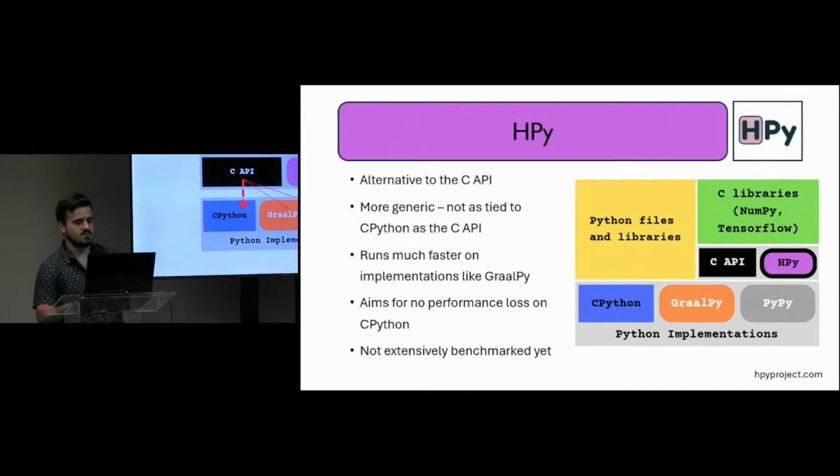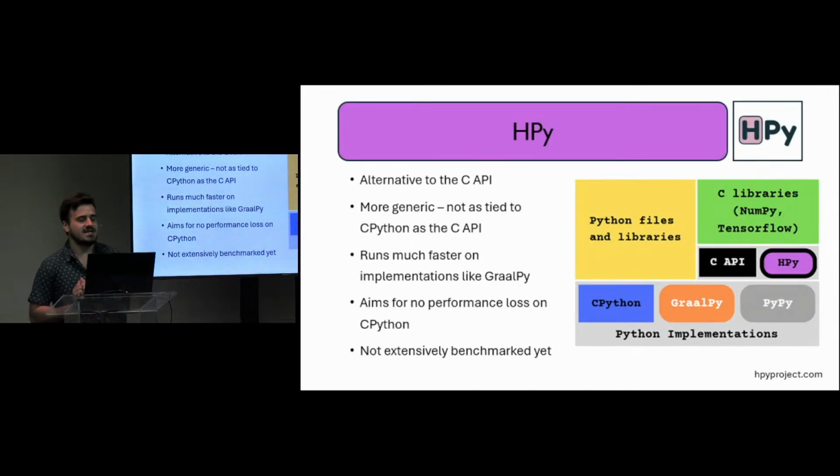But not all hope is lost, because we have HPy. HPy is a proposed alternative to the C API. Its main thing is it is more generic. It is not as closely tied to CPython as the C API, so that when you run it on GraalPy or PyPy, you don't incur these losses in performance. However, it aims for no loss on CPython, as I'll explain later. However, this is quite a new system, and it's not been benchmarked incredibly well yet. So that's part of what we are doing.